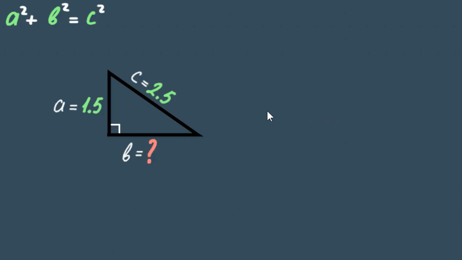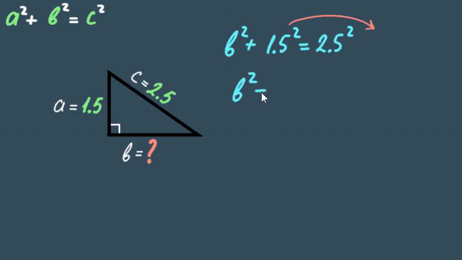We also write the Pythagorean theorem. And here we need to find the leg of the right triangle. We move 1.5 to the second power to the right. In this case, we change the sign before the number to the opposite. On the left side, the number was positive. On the right side, the number will be negative.